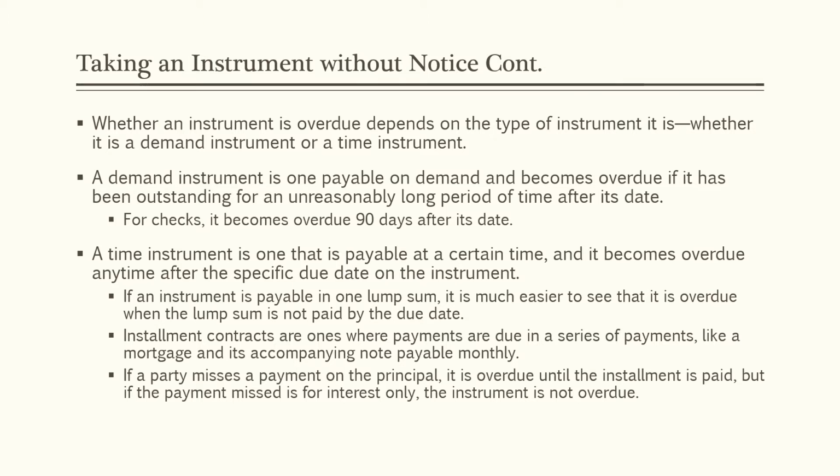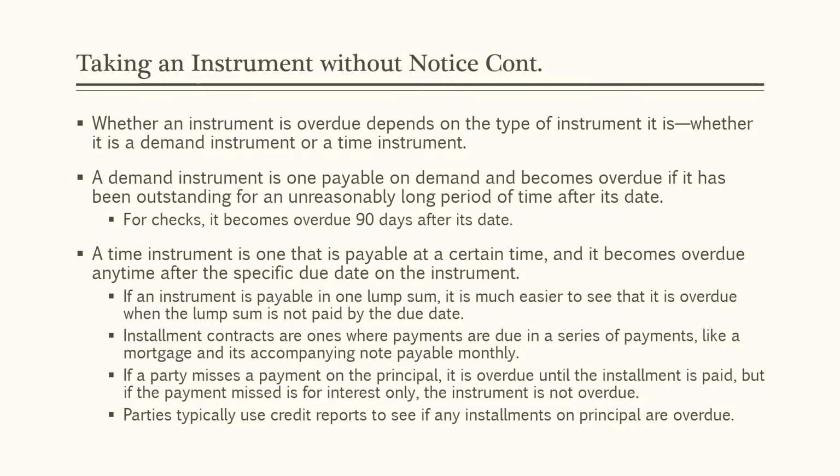So how do you figure that out? Well, parties typically use credit reports to see if any installments on principal are overdue. Credit reports are prevalent in lending, and if a bank is considering buying a note from a retailer, checking the credit report for overdue payments is standard, and it would be considered commercially reasonable to review a credit report prior to buying. Now remember my client who bought notes in a large sum. That doesn't work if it's a huge bulk, if it's thousands of mortgages. But if it's just one, looking at the credit report would be commercially reasonable.